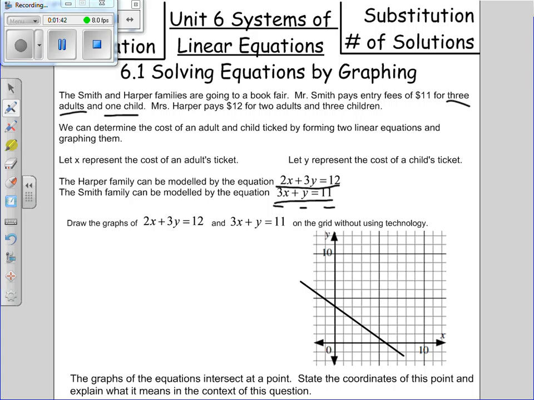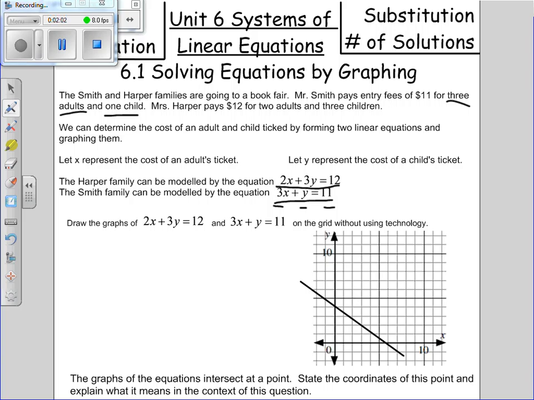Right, so this is a pretty easy one to almost just do in your head, right? We're going to do this one solving by graphing because we're going to get to questions that are a lot more complex that you can't just solve in your head real quick. The way we're going to do it is by drawing the graphs.